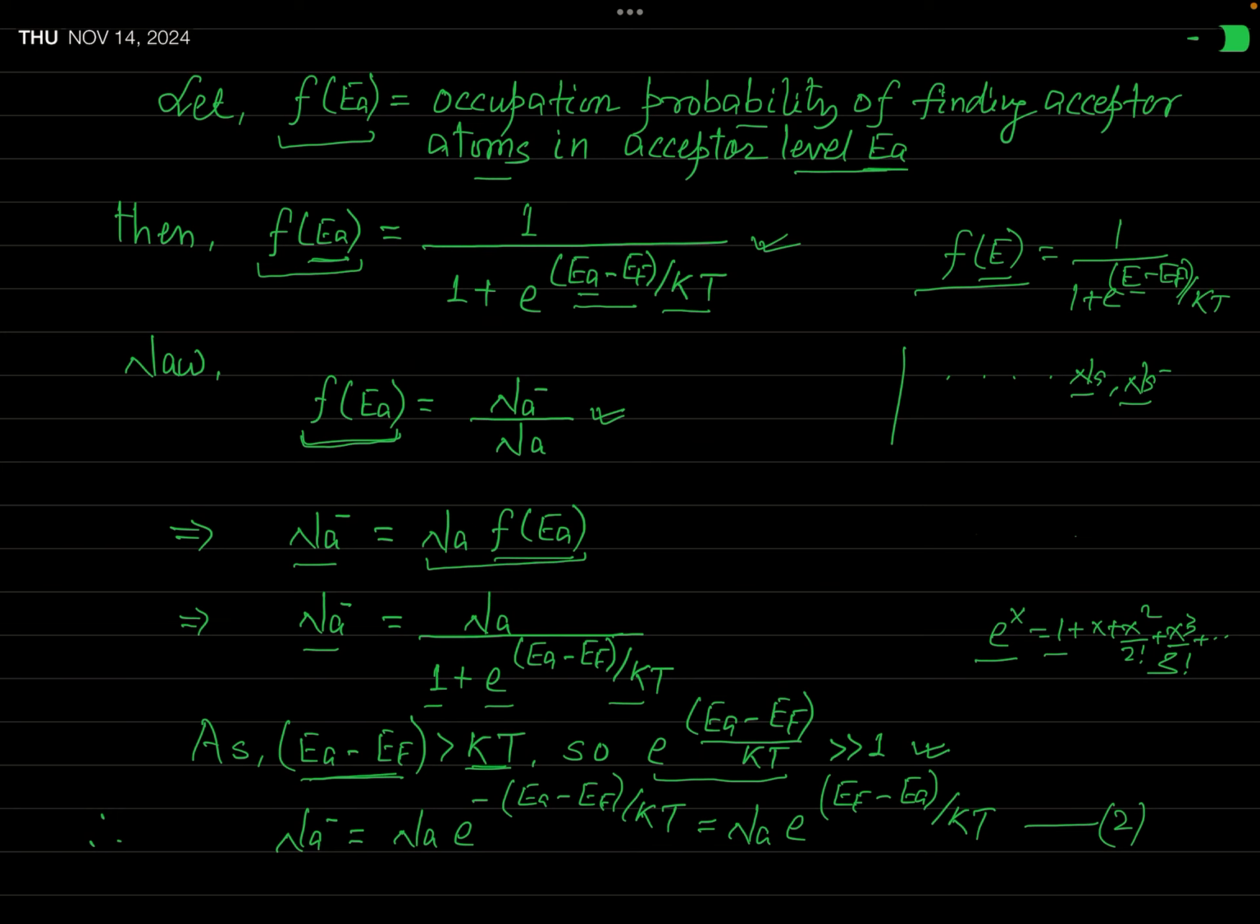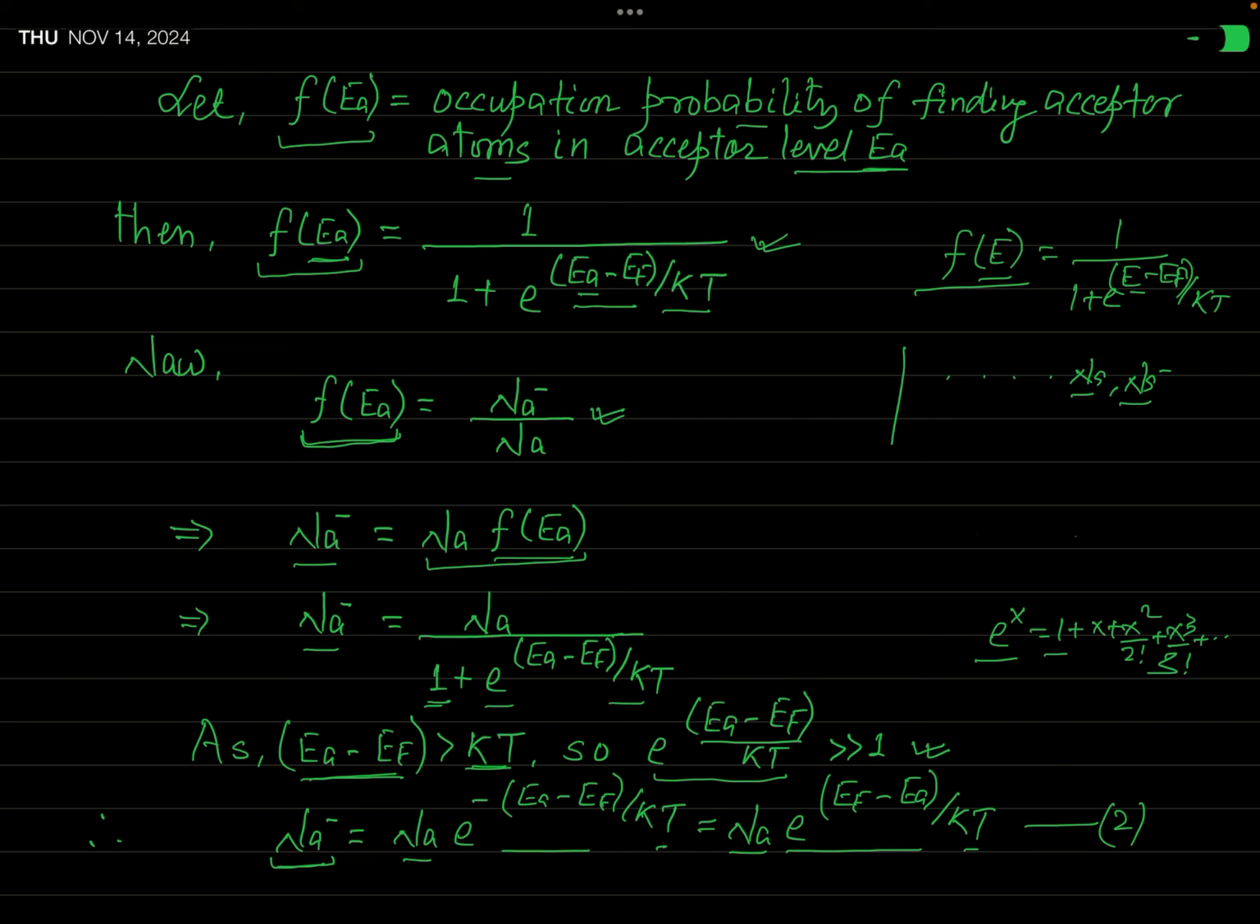And when you neglect this 1, our result will be what? Then Na minus will be equal to Na divided by this much. So you can write this as Na times exponential to the power minus (Ea minus Ef) divided by Kt, or you can write it as Na times exponential raised to the power (Ef minus Ea) over Kt. So in this way, applying the Fermi-Dirac statistics, we have calculated the value of Na minus, which represents the concentration of ions in the acceptor level.